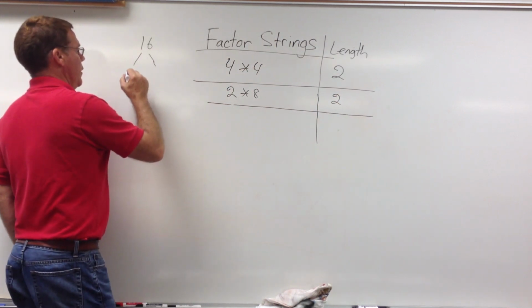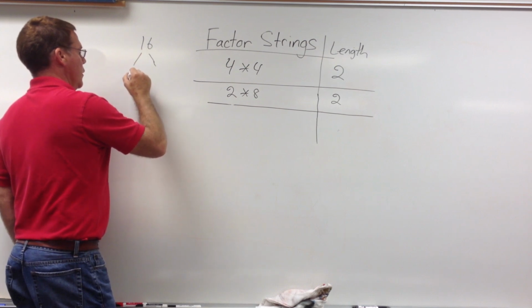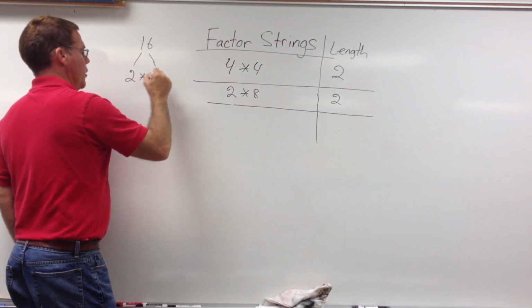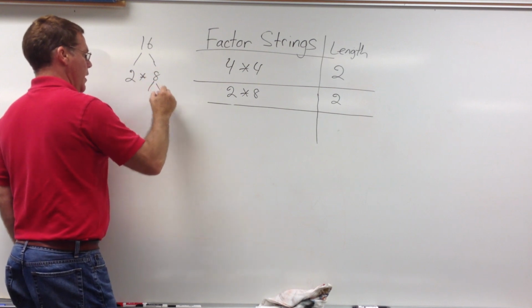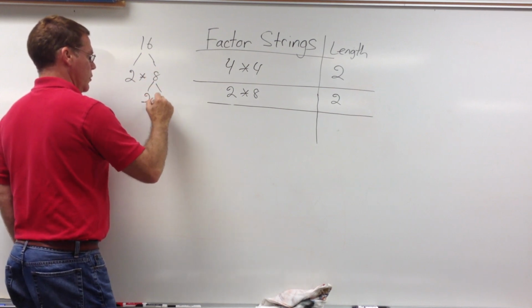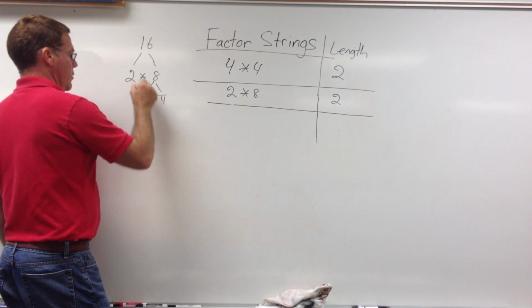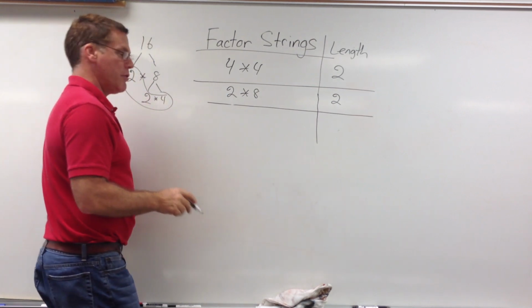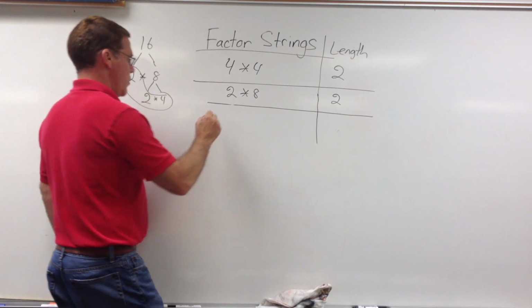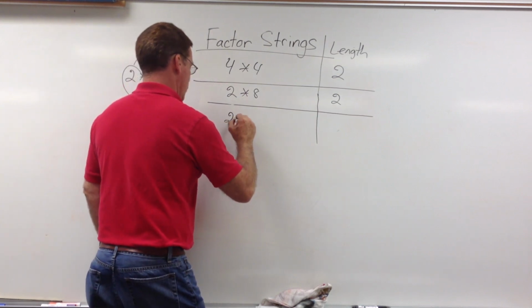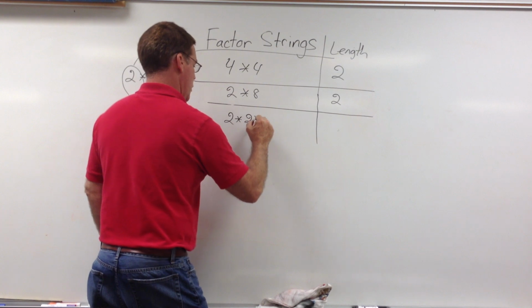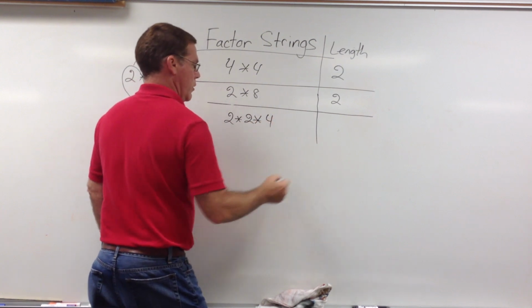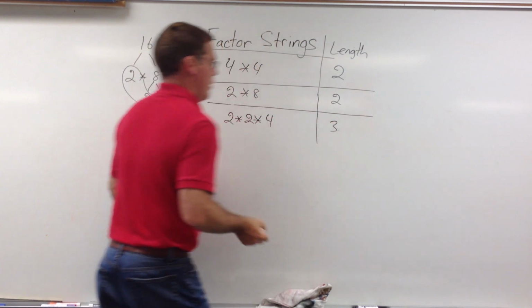I can say that 16 is equal to 2, I'm going to go with 8 again. And that 8 is equal to 2 times 4. So I can just use these numbers here. I'm not down to prime factorization yet. So I can say that is 2 times 2 times 4. That has a factor string length of 3.